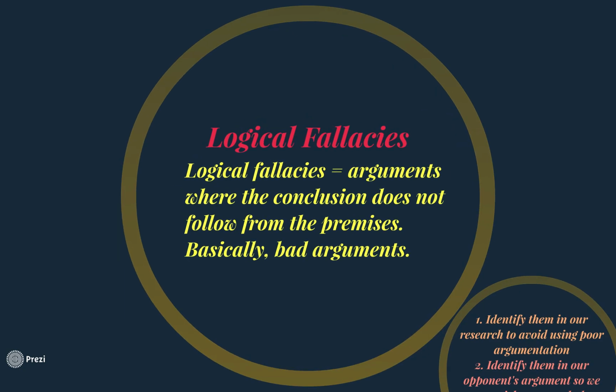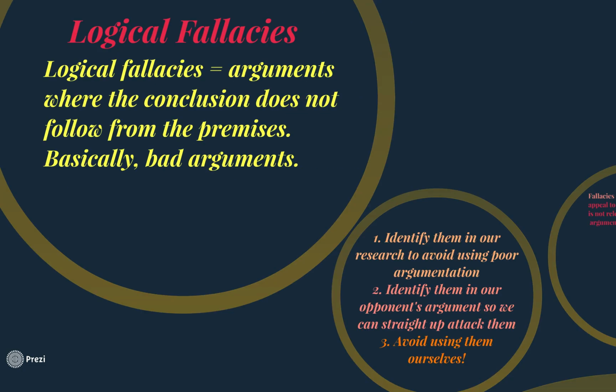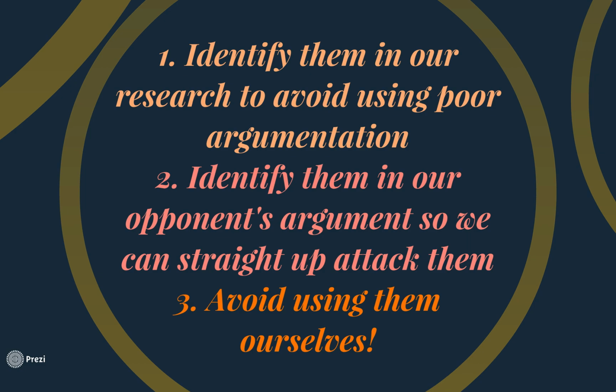So logical fallacies are arguments where the conclusion doesn't follow from the premise. So we know from logical reasoning that there's a flow, A plus B equals C. And so in this case, C is just not going to add up from A and B. There's a couple different types here, but our goal is to be able to identify them in our own research so that we don't use poor argumentation from other people.